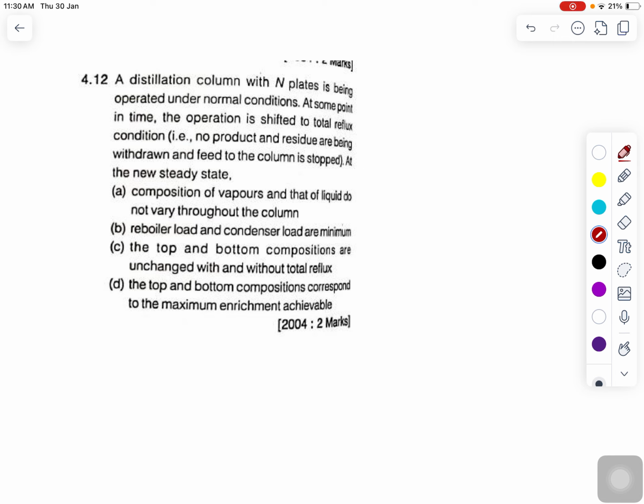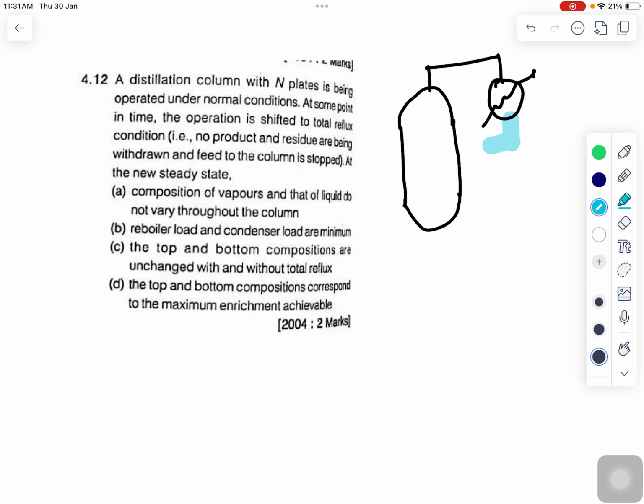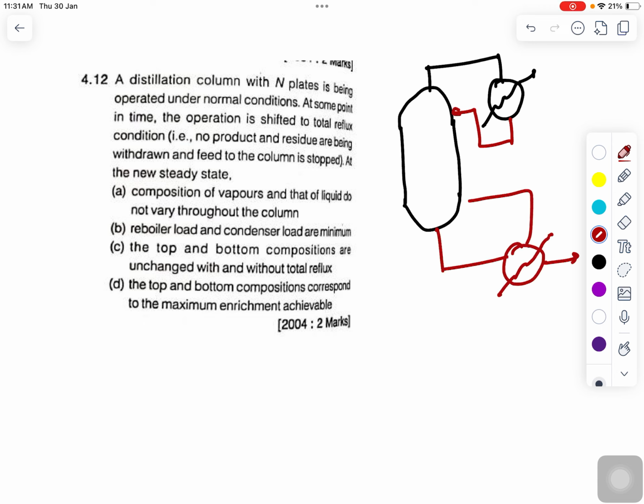So here you can see the question says that a distillation column with end plate is being operated in a normal condition, right? So you have a distillation column here, and at the top of the distillation column we have to have a condenser. And in the bottom of the distillation column you can see there is a reboiler, and this one is feed, and this one is D, and this one is the bottom product. So it is saying that the operation is shifted to total reflux condition at the new steady state condition.